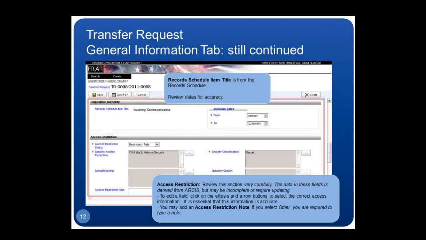The default for anything that we note, based on ARCIS data, that might have any kind of access restriction information at all indicated, is going to be restricted fully. So look at that, and you need to determine within your agency whether or not that continues to be an accurate description. However, if the records contain national security classified information, we will expect your access restriction status to remain restricted fully.